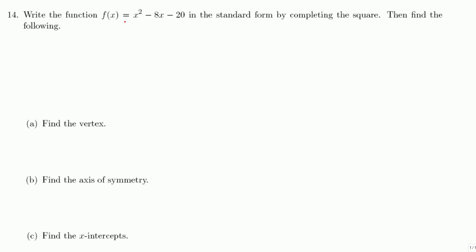Write the function f(x) = x² − 8x − 20 in the standard form. The standard form is a(x − h)² + k, where (h, k) is the vertex. By completing the square, we know how to complete the square, right?